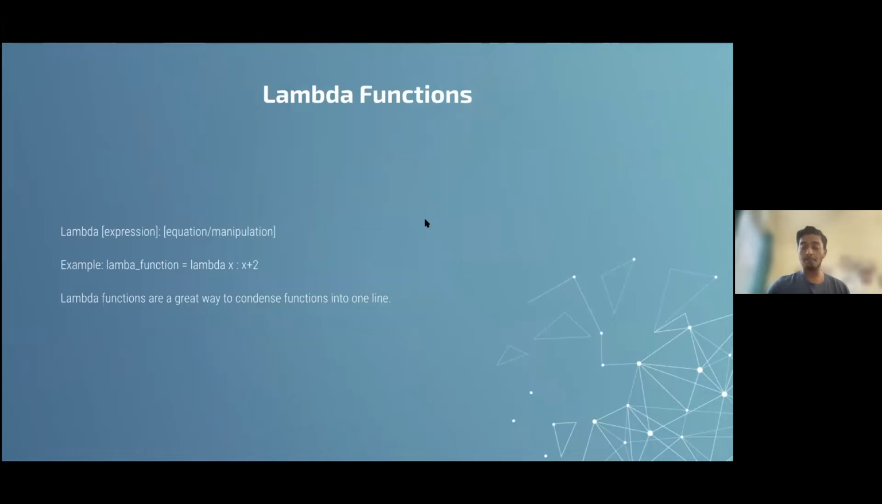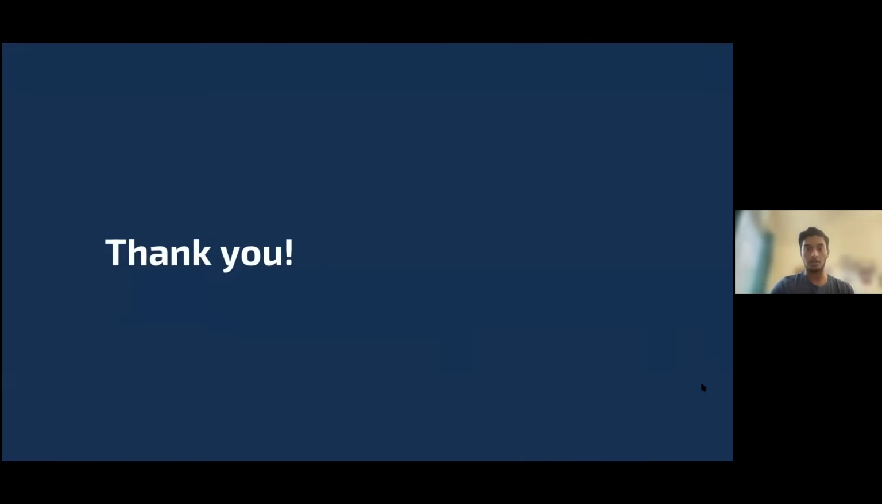Now, this is a much more powerful way of writing functions called lambda functions, or lambda expressions. The lambda expression is an equation and a manipulation. So for example, this lambda function is represented by this lambda expression, and you put a colon and it's x plus 2. So it simply does a simple function by condensing it into one line. Lambda functions are a great way to condense functions.